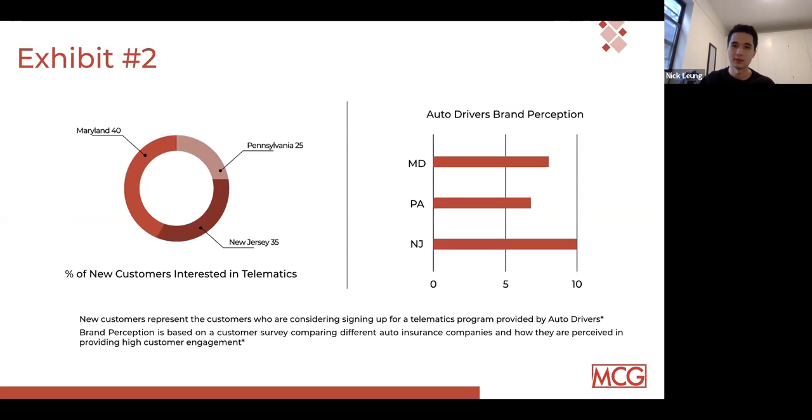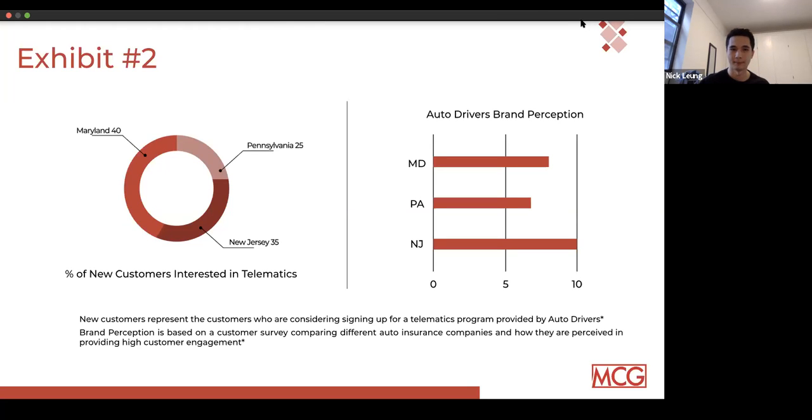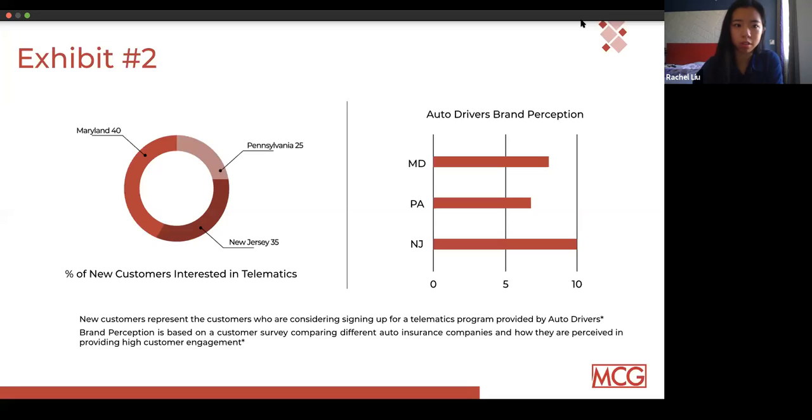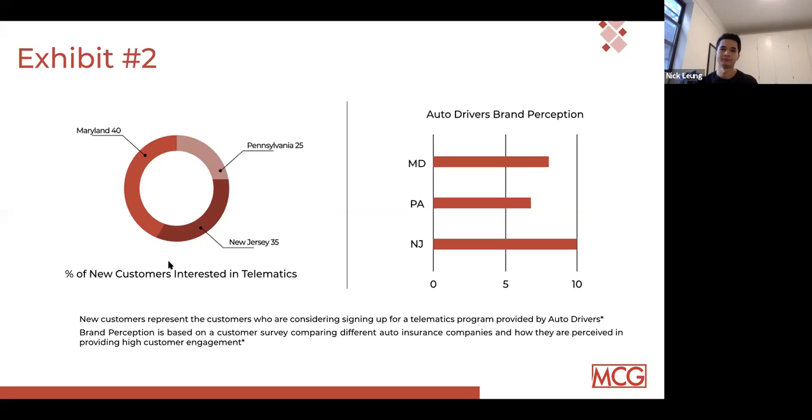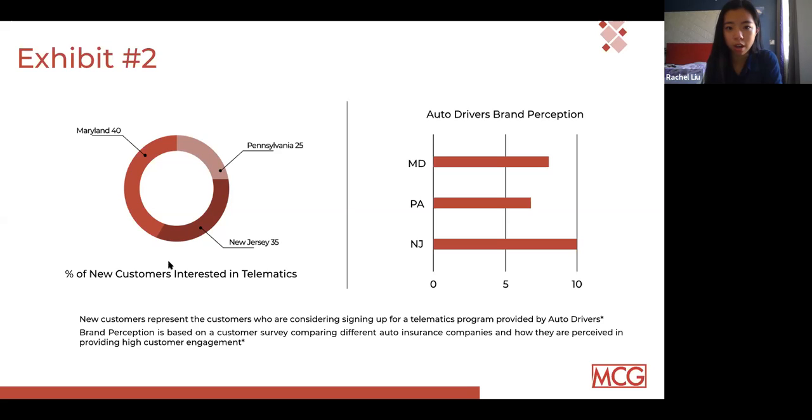So now we have this exhibit. Does anyone want to quickly walk me through this exhibit? It looks like a summary of brand perception across 3 states, Maryland, Pennsylvania, and New Jersey. It looks like we have the greatest brand perception in New Jersey, then Maryland, then Pennsylvania.